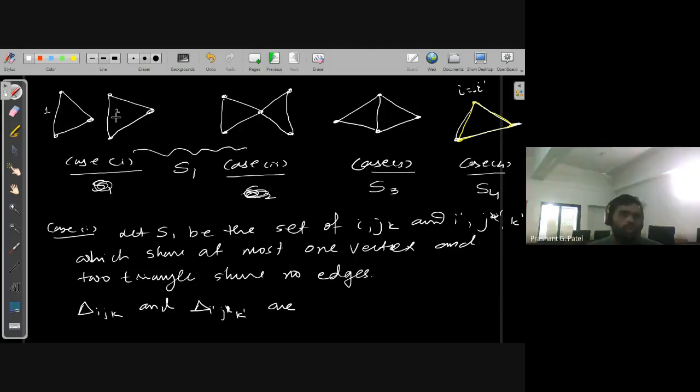Not dependent, sir. Here in case 2 also it is not dependent, because if I take these three edges and these three edges, they will be totally different, so choosing an edge is an independent event. But if I take this one, then it will not be, because one edge is common in that. So that's why I'm saying that delta ijk and delta i' j' k' are independent.